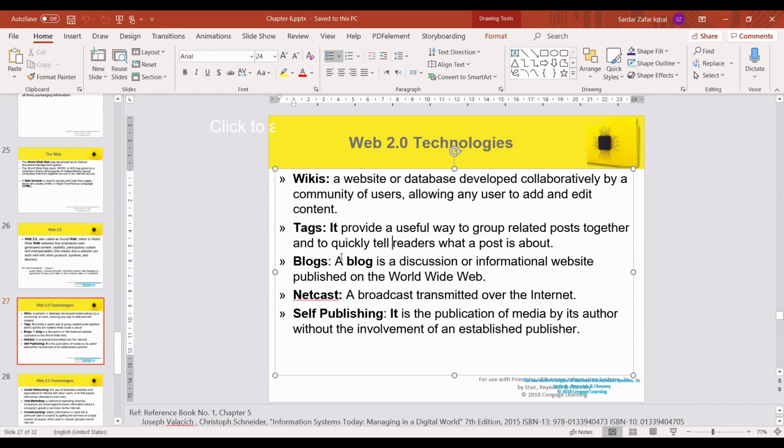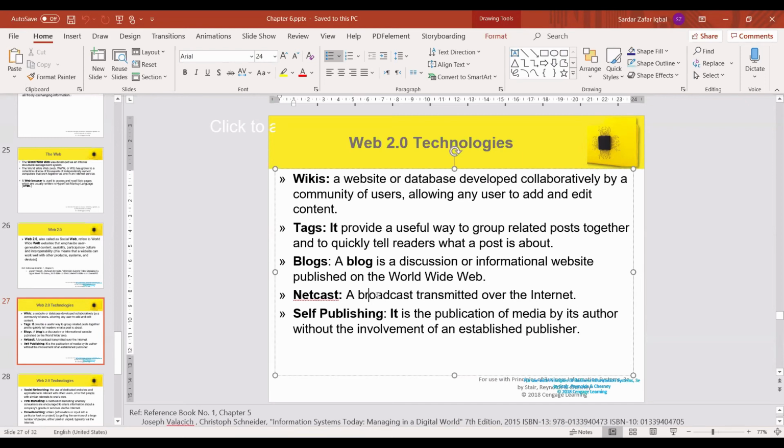Okay. So in Twitter, we have a hashtag, which is very famous there. The tagging in social media is very common. Blog. A blog is a discussion or informational website published on the World Wide Web. So you can create your own blog. Some blogs are very famous. You can go and read a document about anything.